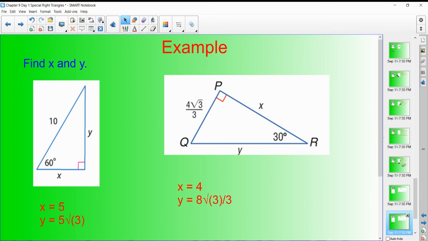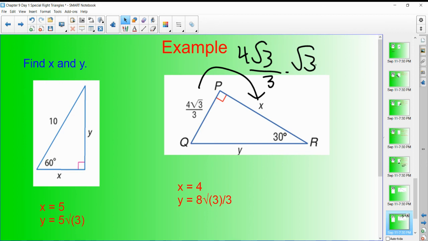Here's another 30, 60, 90 triangle. We have the small side. So to go to the big side, we multiply by 2. So we have 8 square root of 3 over 3. And to go from the small to the medium, we multiply by square root of 3. So to go from here to here, we'd have 4 square root of 3 over 3 times square root of 3. Now square root of 3 times square root of 3 becomes 3. 3 divided by 3 is 1, and that's how I got 4. So you'll keep practicing this. Sometimes we're going to make mistakes, but that's why we keep practicing.